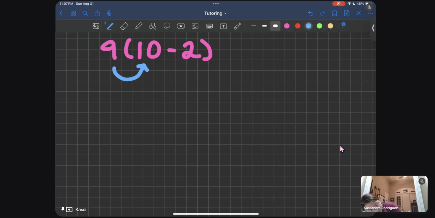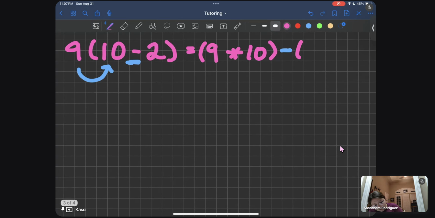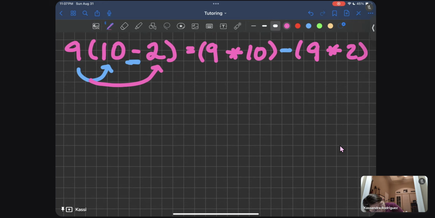9 times 10, right? 9 times 10 minus, I'm going to make that one blue so it's nice and big because I understand we haven't done a minus yet. 9 times 2. So let's solve these out. 9 times 10, that'd be 90, minus 9 times 2, which is 18, right?